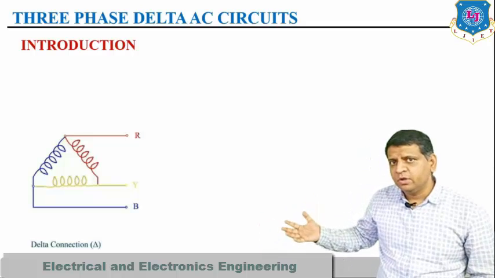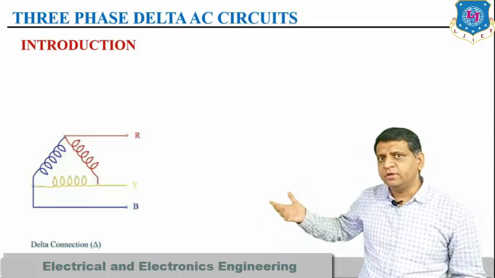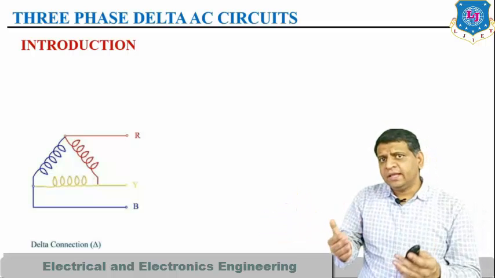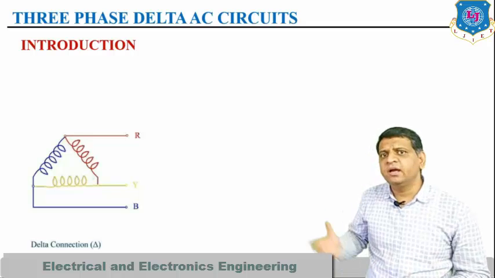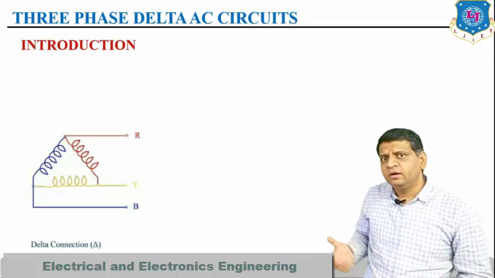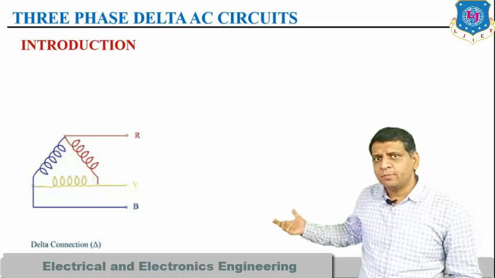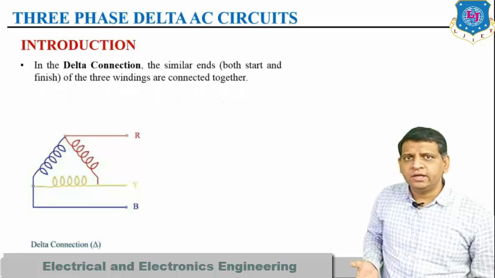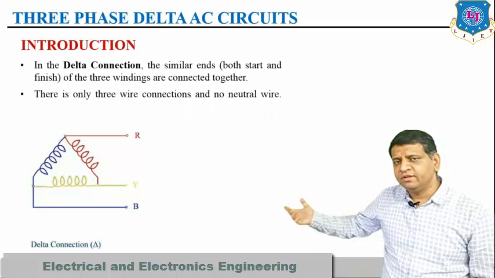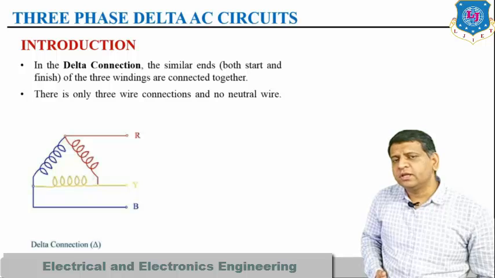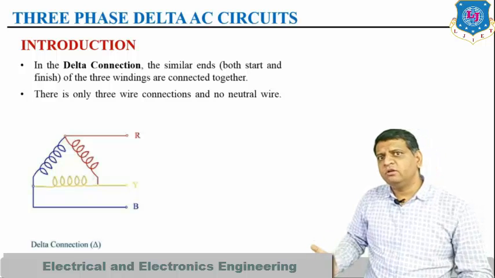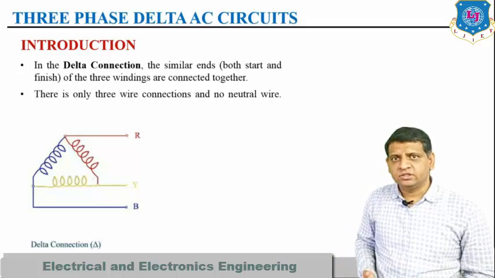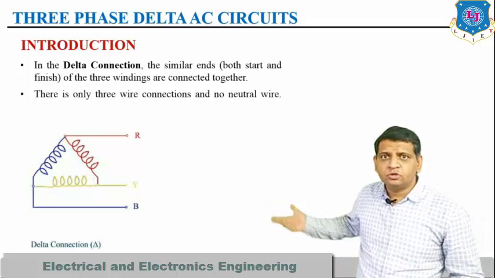This is the delta shape, where you can see all the 3 phases, red phase, yellow phase, blue phase, connected here. The starting and ending end of each winding are connected together, and that is defined as a mesh shape or closed loop. So this shape we define as a delta shape. In this delta shape, as I have discussed, there is an absence of neutral line, as one end of the winding is not connected to a common point. That is what we discussed during the star connection. You can see there is an absence of neutral line.